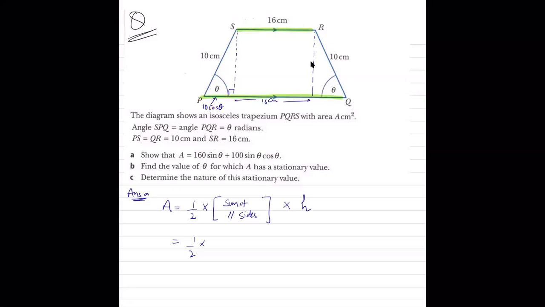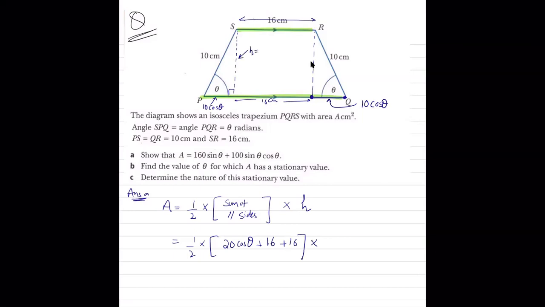Now, since it was an isosceles trapezium, the length from here to here is also going to be 10 cos theta. So if I find the entire length of PQ, that is going to be 10 cos theta plus 16 plus 10 cos theta. Hence, it is going to be 20 cos theta plus 16. That's the length of PQ. Plus the other parallel length SR, which is also 16, multiplied by the height of the trapezium.